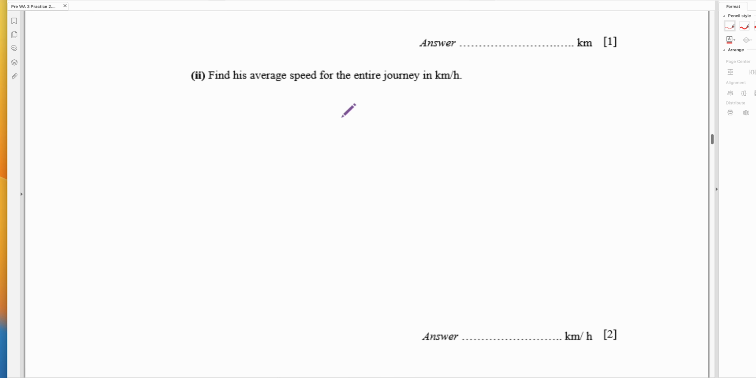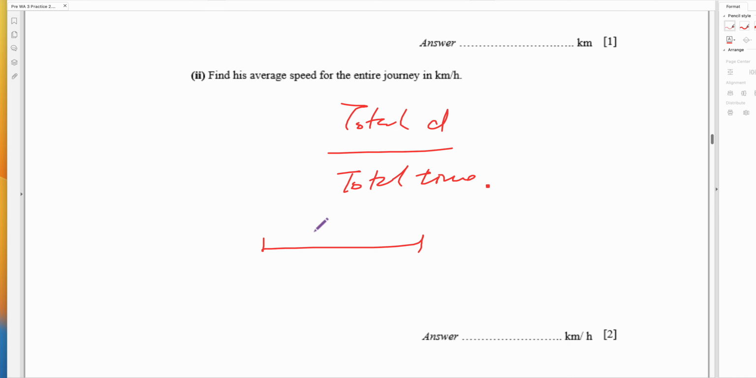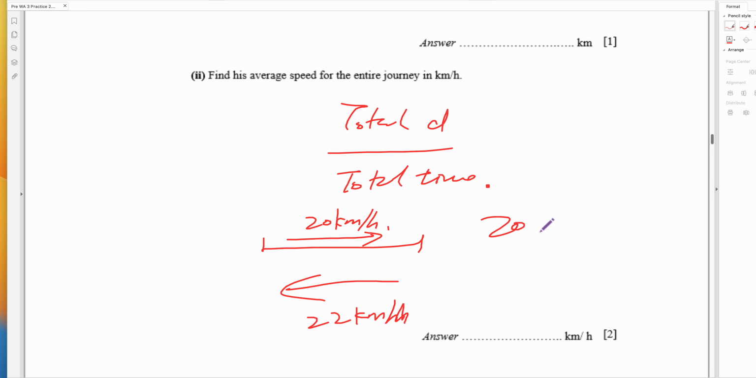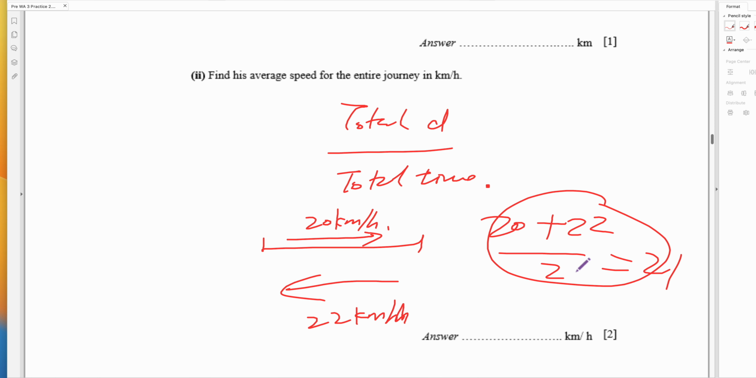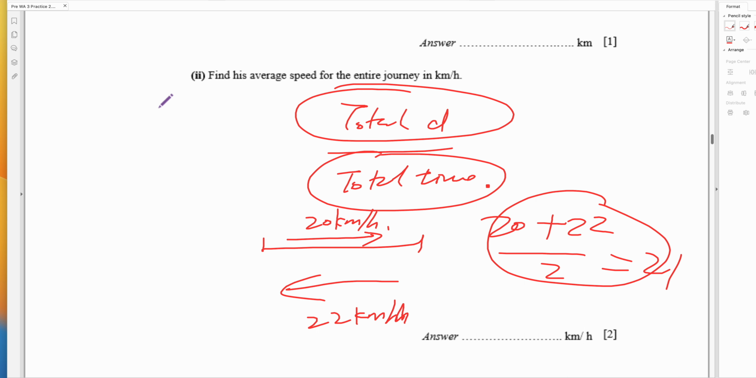Average speed is total distance divided by total time. You don't go and do this. Let's say the journey from here the speed is 20 km per hour. Then the return journey is 22 km per hour. You know what people do? Average, okay, easy. This is for average of other stuff, not average speed. Everything, you have to find the hours first. Then plus the total hours, time means total hours, then total distance. That's for average speed.